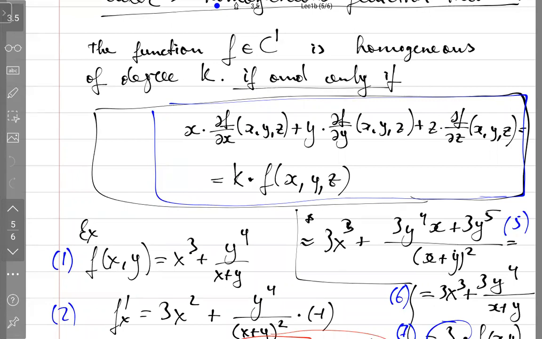If you would like to have a definition that is specific for your subset of numbers, then you say, I don't know, the function f defined for all numbers except zero is differentiable. And we know that f is homogeneous of degree k if and only if the equation proposed by Euler holds. Okay.